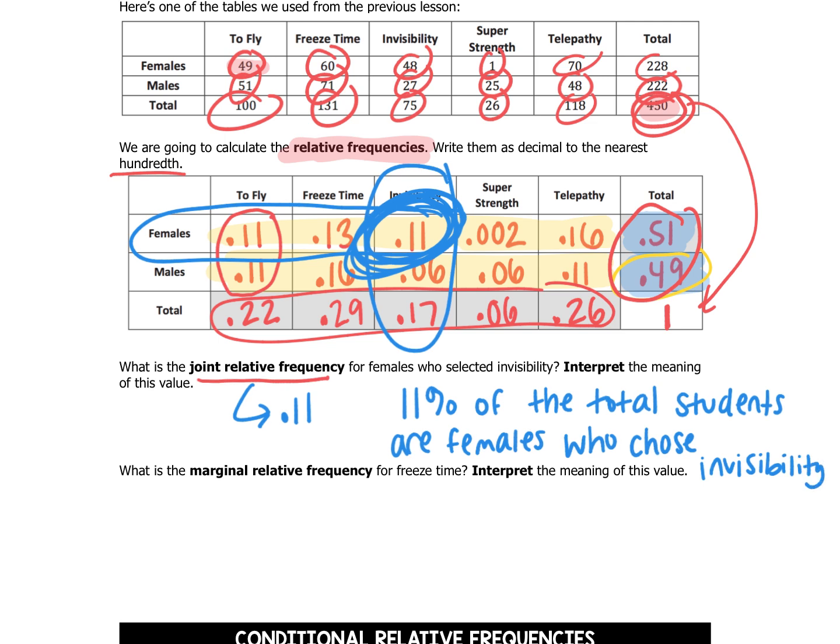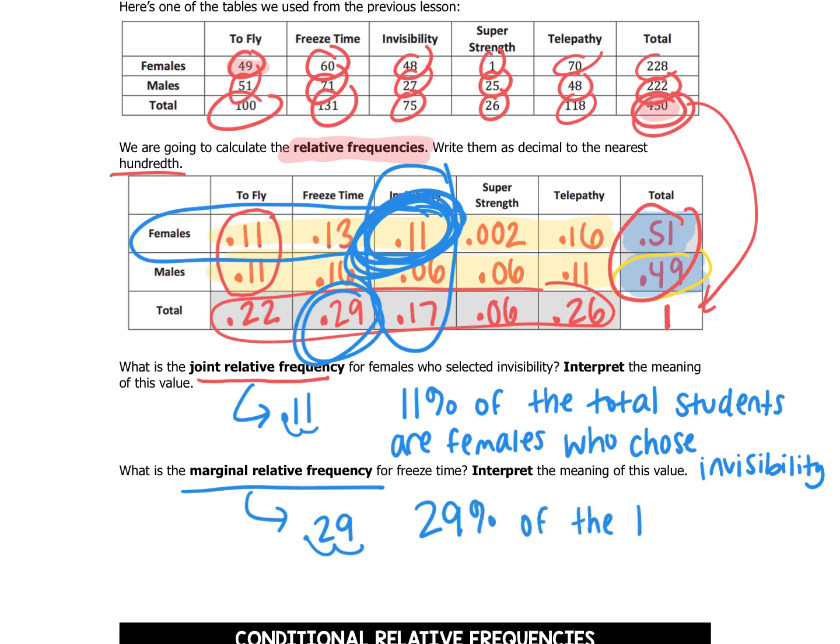Marginal relative frequency for freeze time. Marginal relative frequency always just means it's one of those total numbers. So for freeze time, you just go in the freeze time category, find the total, it's 0.29. So that's 0.29. Interpret the meaning. To change that to a percent, you always just move the decimal place right 2 places, just like we did for 0.11. So it's 29% of the total students chose freeze time.